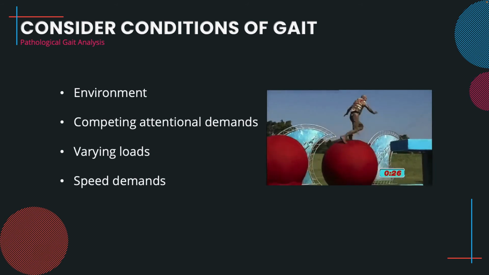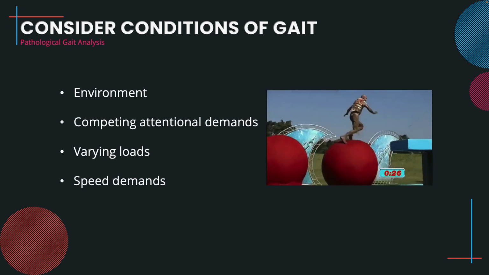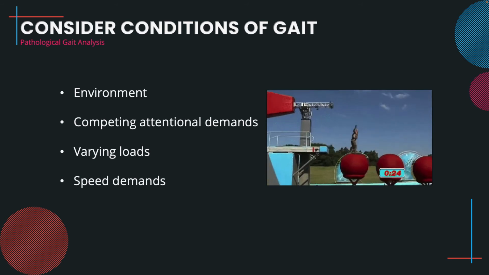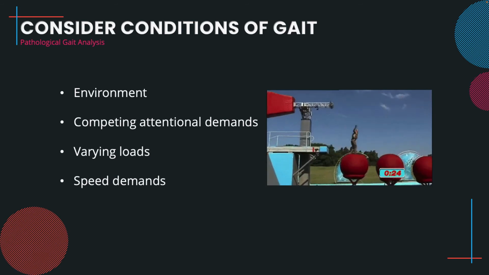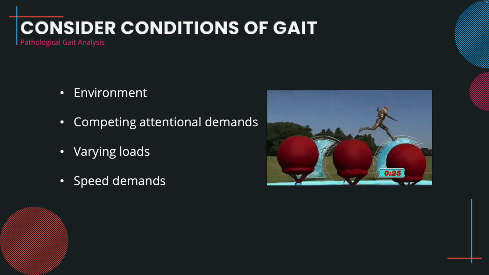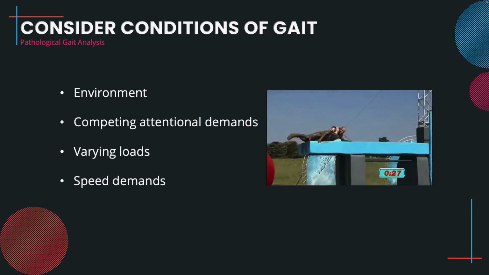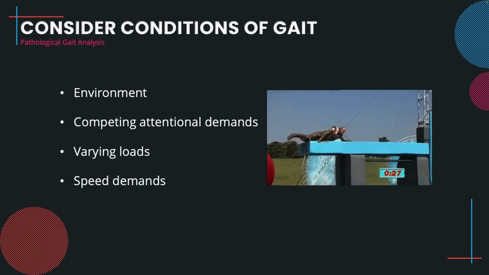Different loads can also affect the way that we walk. If you have a heavy backpack and you're trying to make it to class, it's going to adjust the way that you're walking versus if you're walking completely unencumbered. And then speed demands as well. Our joint range of motion and torque demands at our muscles are going to be different depending on how fast we're going.